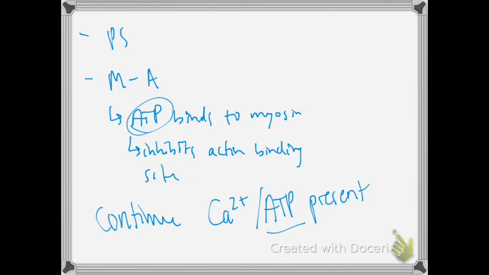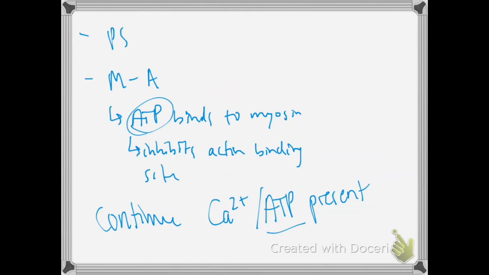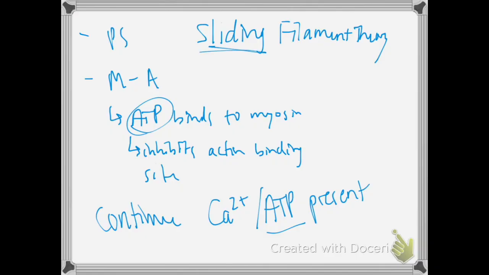Okay. So all of this, myosin high energy through this pulling and resetting into the configuration, is called the sliding filament theory of contraction. Sliding filament theory, because these myofilaments, this myosin and actin, are sliding over each other.